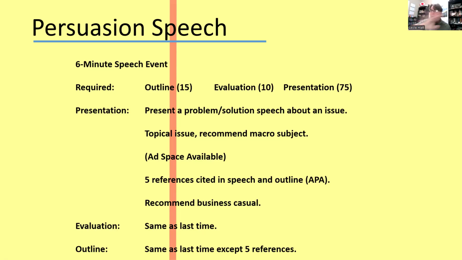So on your outline, no in-text citation, reference page, APA. And then you do your references, not on slides, we don't have slides, but you do it in your speech: according to the New York Times, in the Wall Street Journal, and then you say your fact. All right. 5 times. Recommend business casual. That's from my days at Cal State LA. I just have it on there because I'm lazy and I want to take it off. Same evaluation, same as last time. One student, questions are different, but same kind of setup. Choose the magic number on that one. Outline, same as last time. Now it's 5 references. That's it.